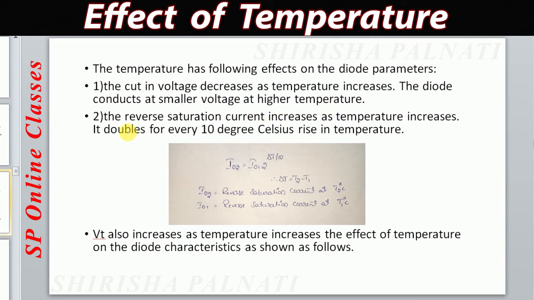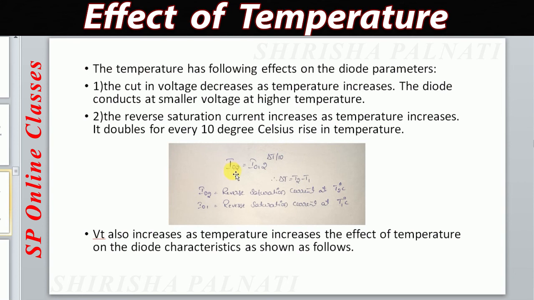Next, the reverse saturation current increases as temperature increases. It doubles for every 10 degrees Celsius rise in temperature. This acts in the reverse condition: if the reverse saturation current increases, the temperature also increases, doubling for every 10 degrees Celsius rise. Here we have an equation for this point.